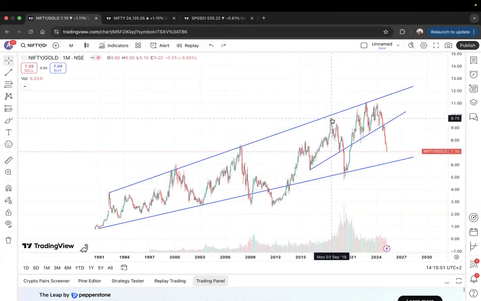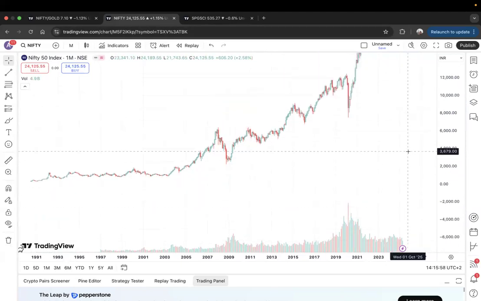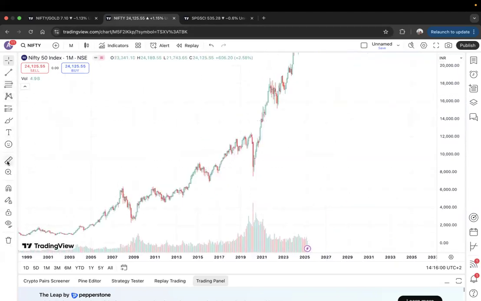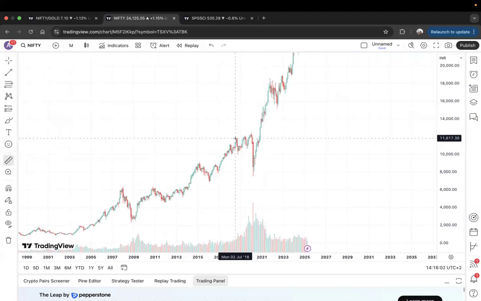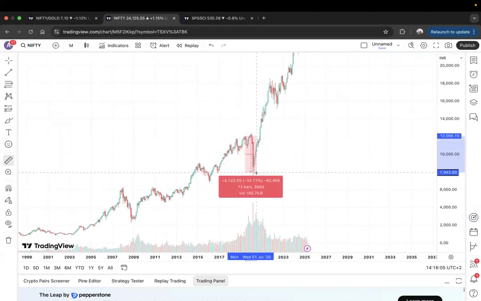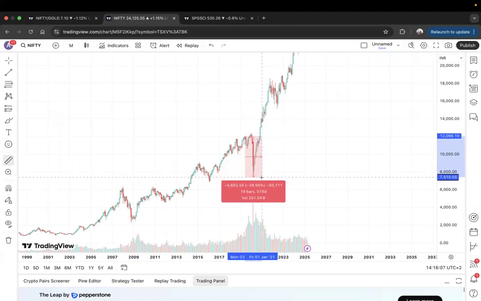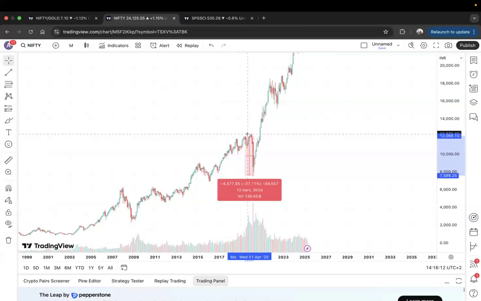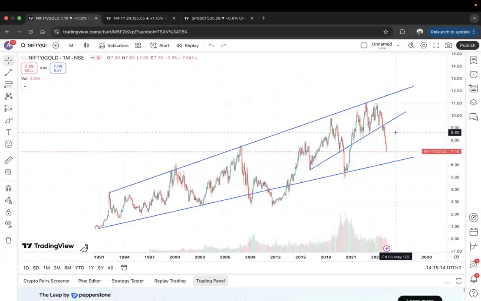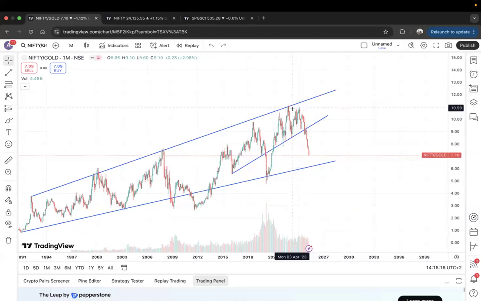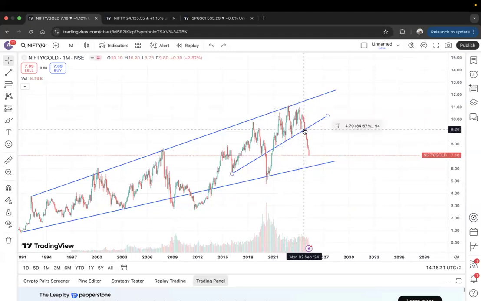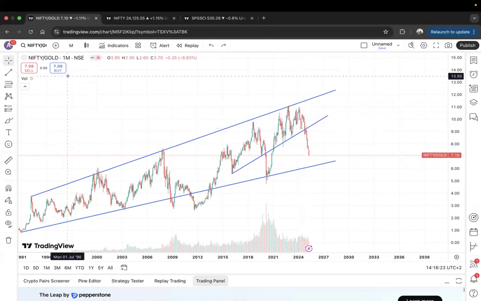And again, let's say between September 2018 to May 2020, you can see from here, this was around a 1.5 year period where Nifty lost 37%. Okay, so now here we are. You can see that we have been trying to go up and down, but essentially here during September 2024, this ratio has broken down.